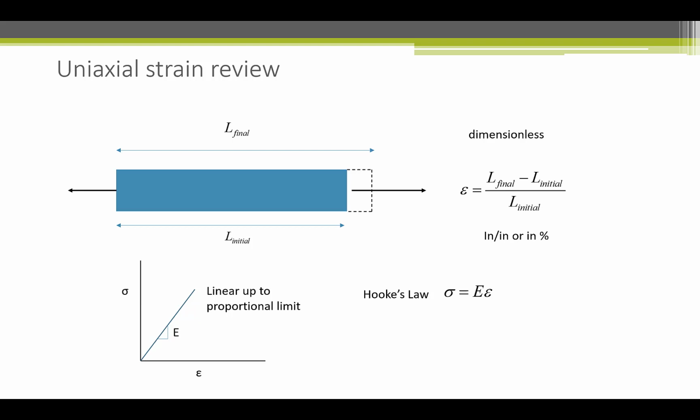Note that below the proportional limit, the relationship given by Hooke's law is linear, and that is represented by sigma equals E epsilon, where E is the constant of proportionality, Young's modulus, epsilon is the strain or relative length change, and sigma is the stress.